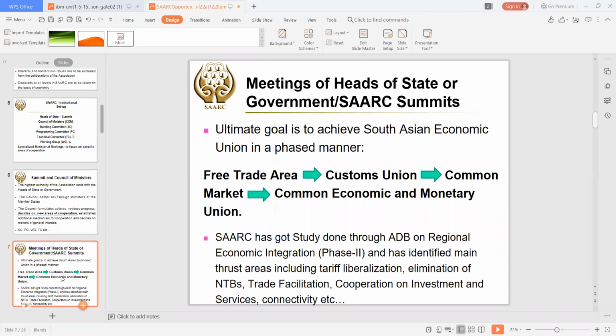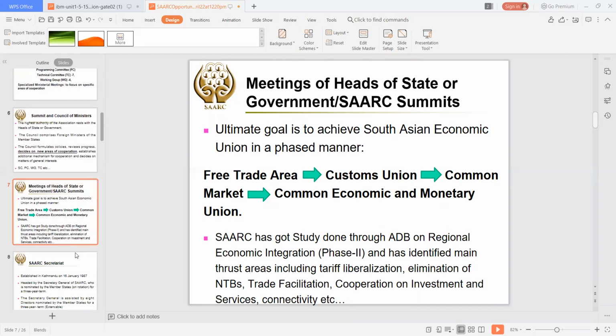Meetings of heads of state or government, the SARC summit. The ultimate goal is to achieve a South Asian Economic Union in a phased manner: free trade area, customs union, common market, common economic and monetary union. The main thrust areas include tariff liberalization, elimination of NTBs, trade facilitation, cooperation on investment and services, connectivity, etc. So these are the meetings and how it functions.